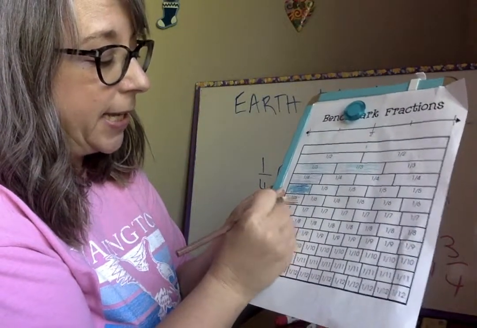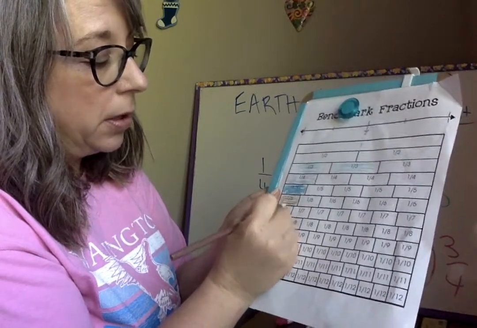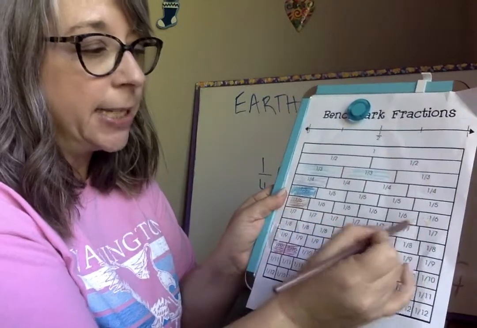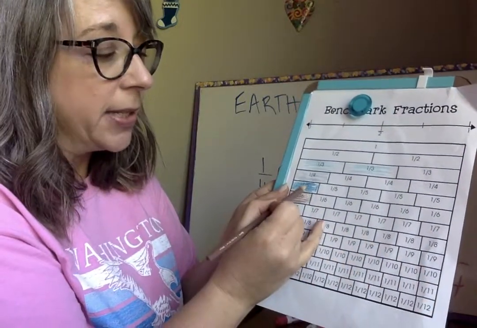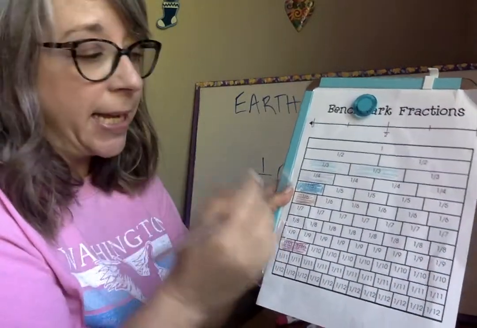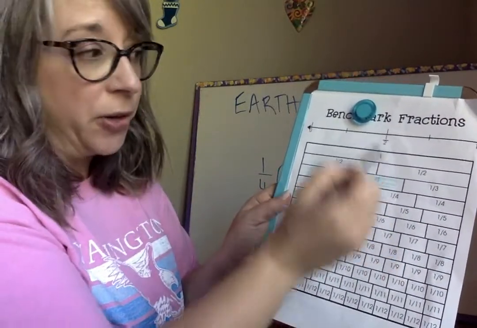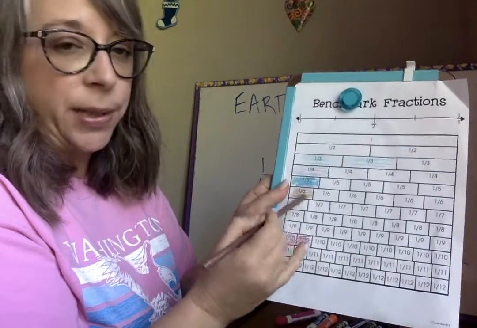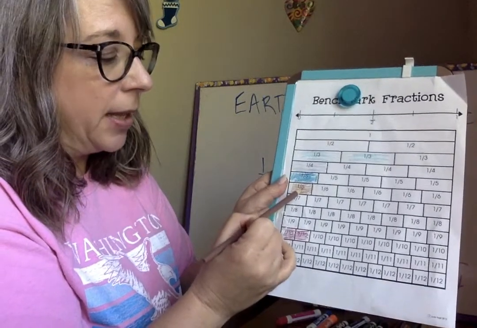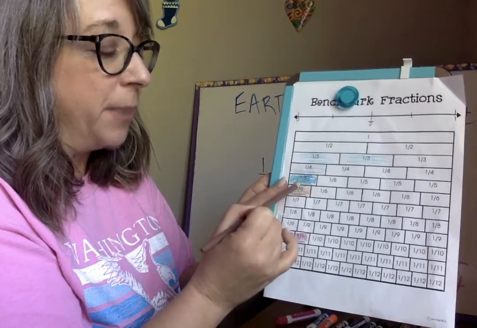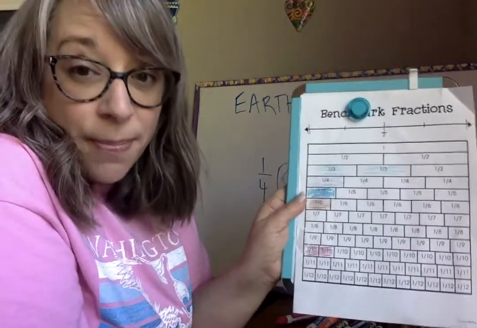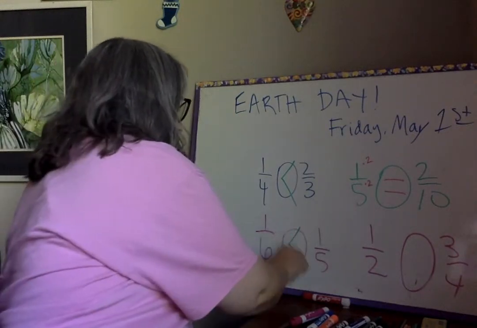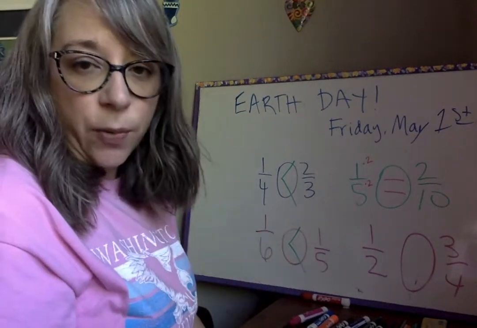Our 1/6 is smaller than our 1/5, because the part of this whole is smaller. It takes 6 parts to make a whole, whereas it takes 5 parts to make a whole. And so it takes fewer parts. It only takes 5 parts to make a whole and 6 parts to make a whole. So in the fraction world, normally if the number on the bottom is bigger, then it may be a smaller fraction. So in this case, 1/6 is smaller than 1/5.